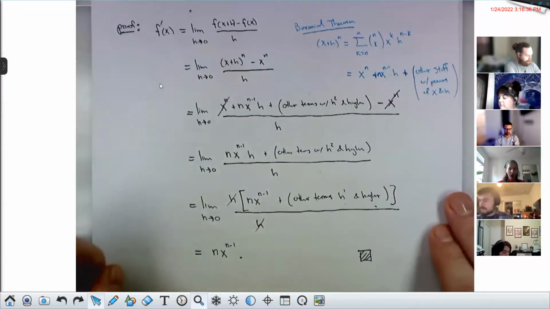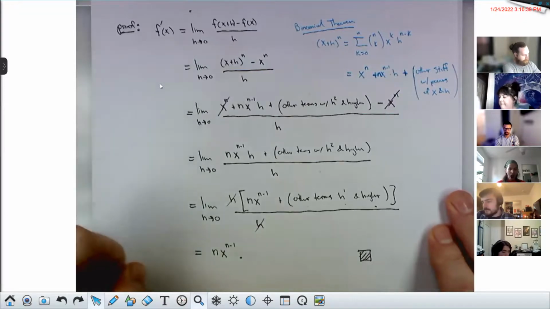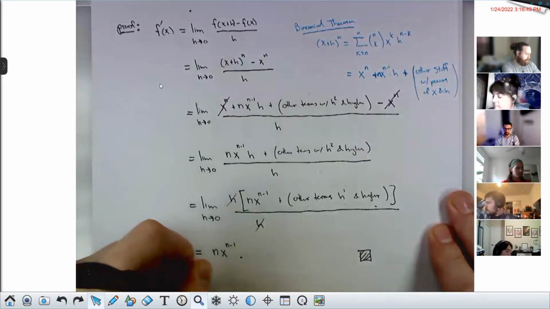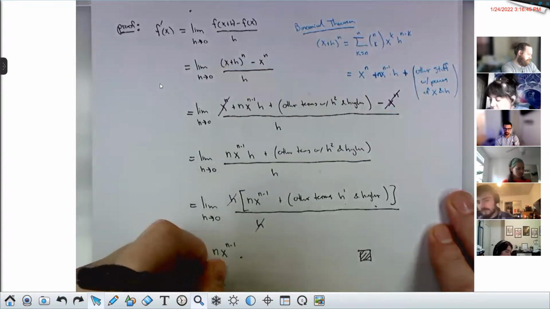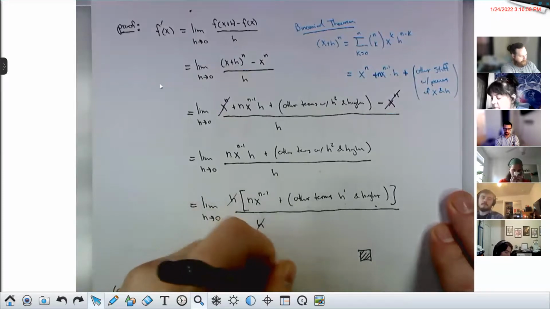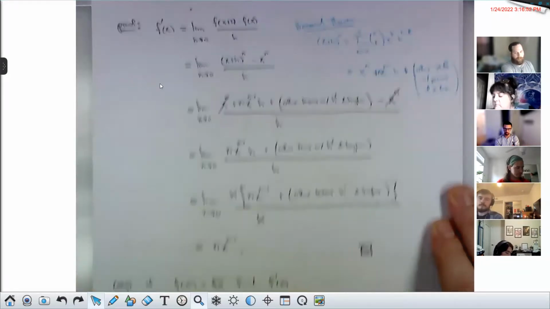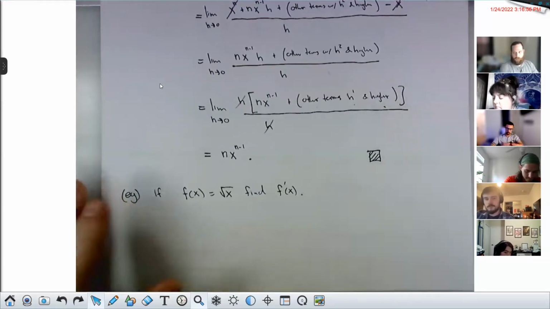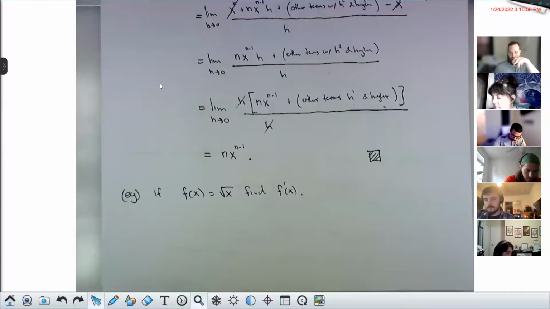So for example, if f of x is the square root of x, find f prime of x. We actually did this earlier, remember? We got 1 divided by 2 times the square root of x. We did it using the limit definition. It was kind of a pain. We had to multiply by the conjugate, blah, blah, blah. No más.